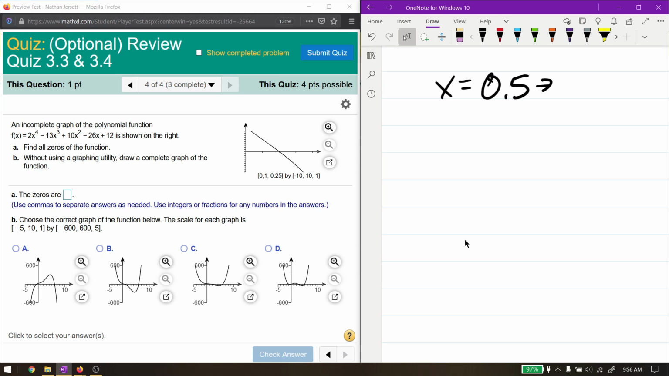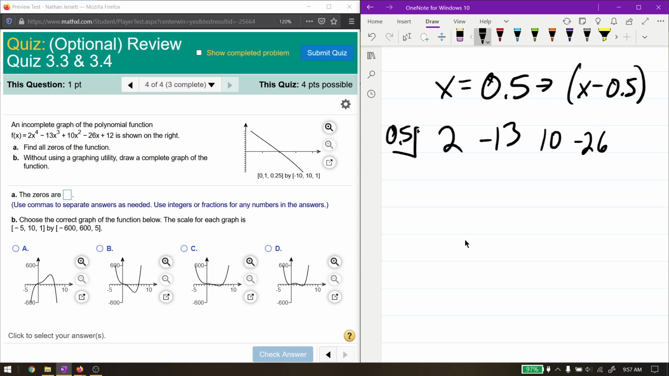0.5. That means that x minus 0.5 is a factor of this polynomial, which of course means we can divide it out. Let's do that first. This is really synthetic division, so I'm just going to write that out. 0.5 is the 0. We have 2 from the first one, the -13, 10, -26, and +12. I'm just taking the coefficients from our f of x and putting them in the synthetic division.